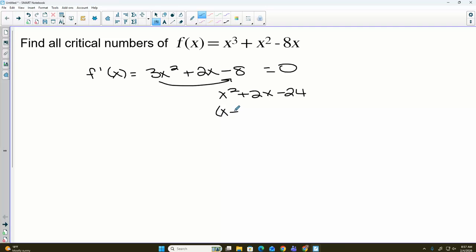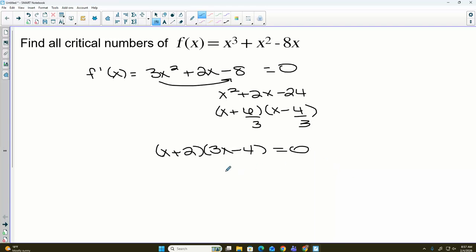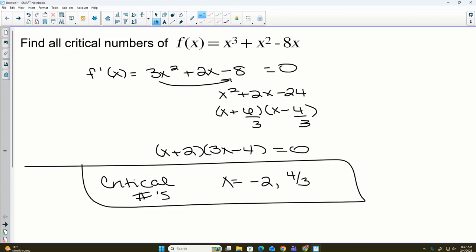So factor, multiply to negative 24 and add to positive 2 would be positive 6, negative 4. Divide our 3 back. So if we set those equal to 0, we get negative 2 and 4/3. Those are the critical numbers. So that means those are the places where we could have a maximum or minimum happen on our graph.